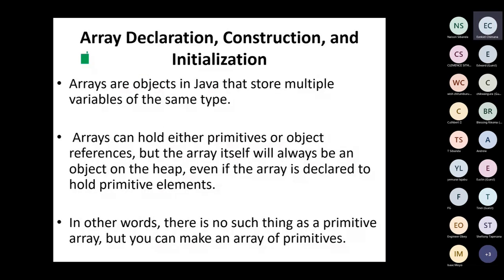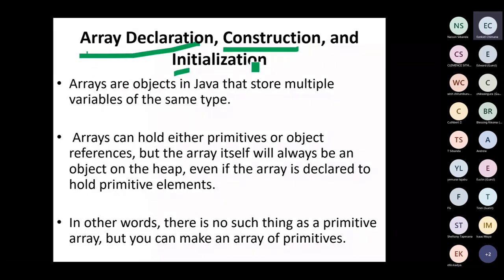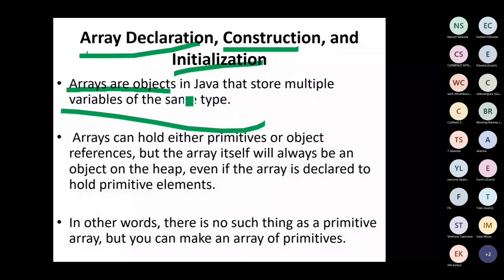So arrays, we're going to talk about array declaration, construction, and initialization in Java. Arrays are objects in Java that store multiple variables of the same type. You need to know this. Arrays in Java are objects. Even if they can take primitives, data types like integer, double, something like that, they are always objects in Java.